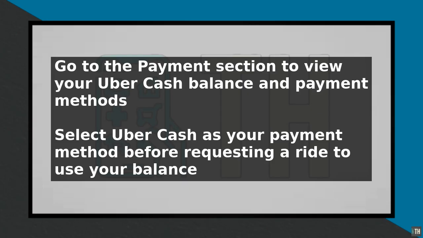To use your Uber Cash balance to pay for a ride, select Uber Cash as your payment method before you request a ride. You can do this by tapping on the Uber Cash option and then confirming that you want to use it to pay for your ride. When you request a ride, the fare will be deducted from your Uber Cash balance.